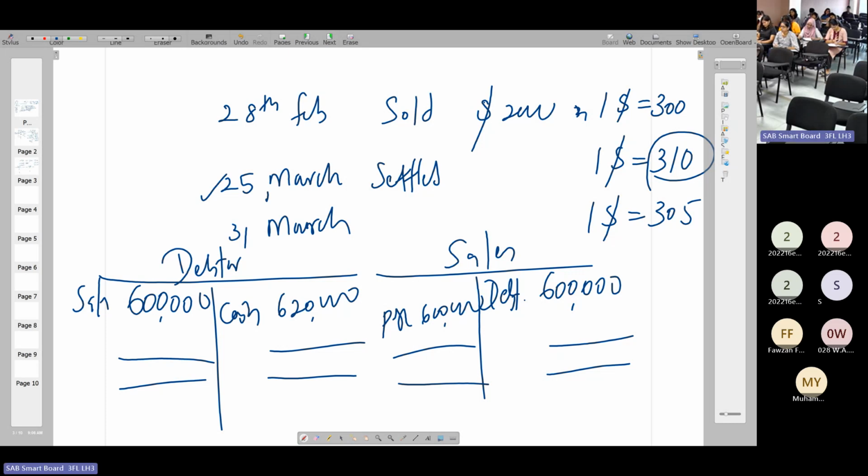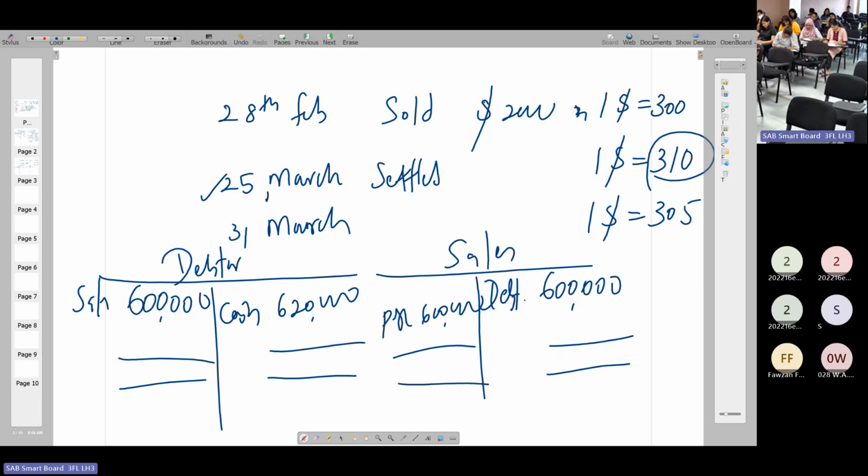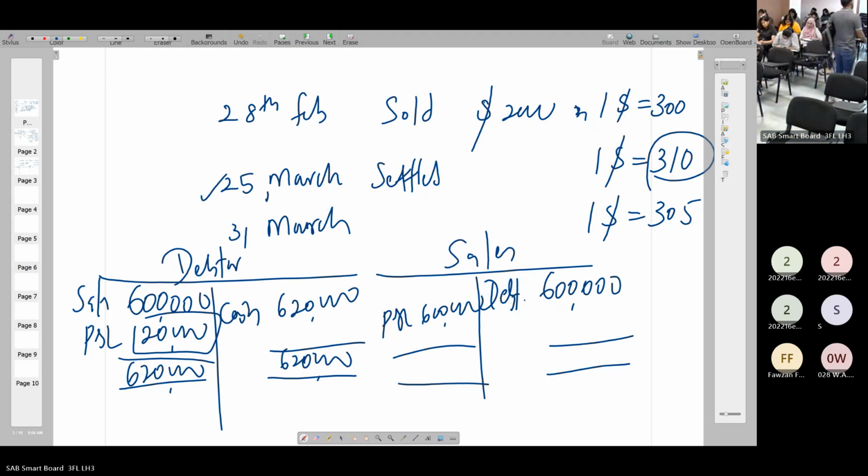The difference should be charged to P&L. 20,000 should be charged to P&L. Now in this case, is P&L debit or credit? Credit. P&L credit. From the debtor's point of view, we have a benefit because we have exported.